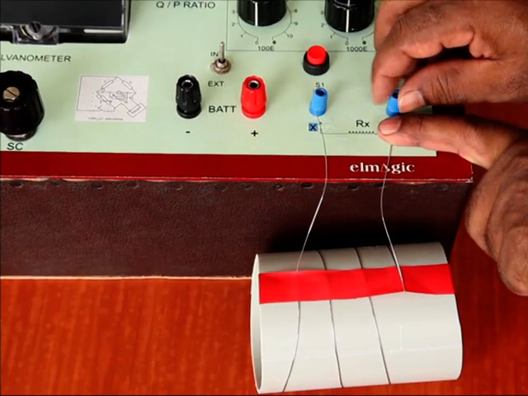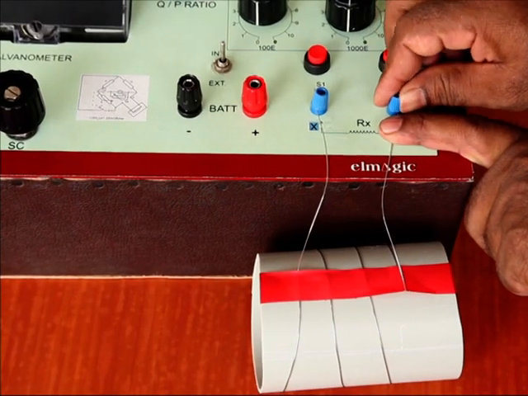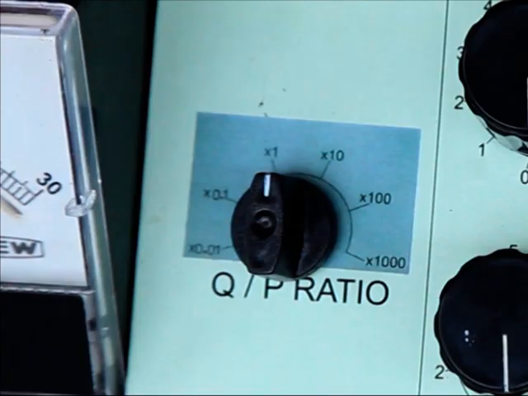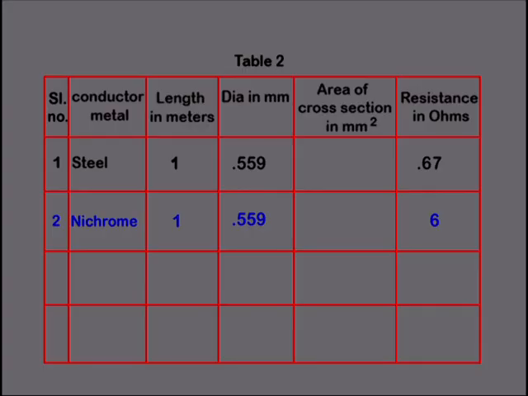Connect the Wheatstone bridge terminals to the nichrome wire. Measure the resistance. Enter the value in Table 2.